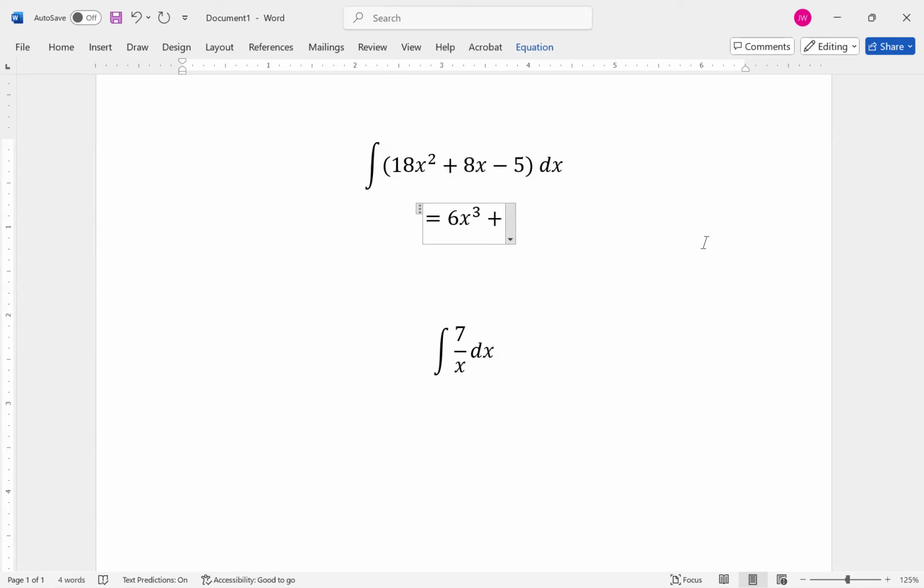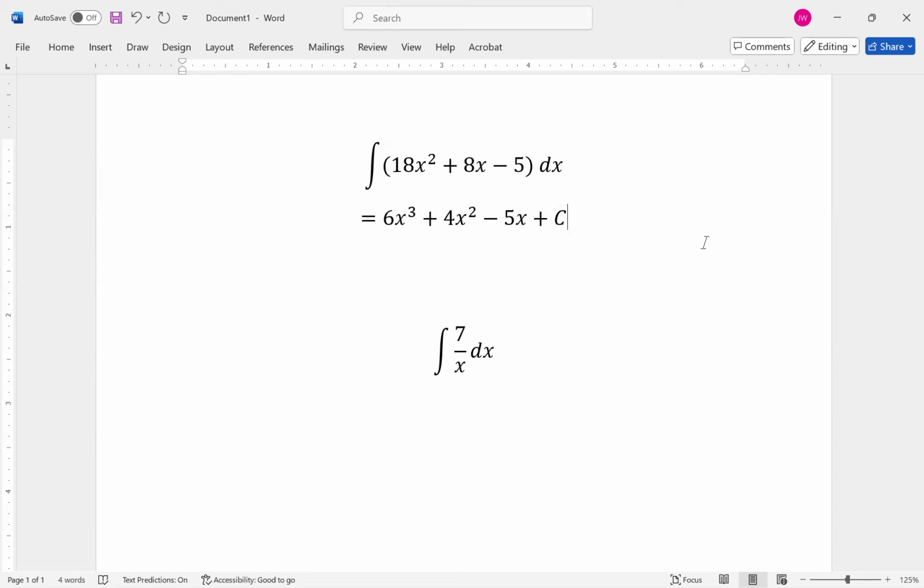8x, I'm going to think of that x as x to the first. Raise the power from 1 to a 2, and then divide that coefficient of 8 by a 2, that gives me 4x squared. Any constant, that's like an x to the 0. So raising the power by 1 gives you x to the first. So I get minus 5x to the first.